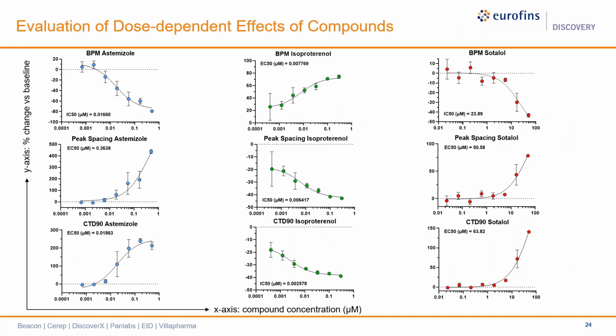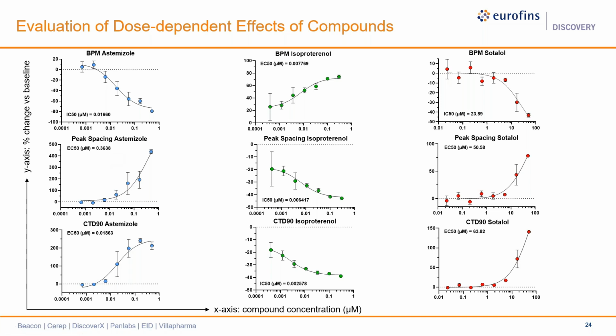And because the Flipper calcium assay can be performed in the 384-well format, we can treat the cardiomyocytes with a large number of different concentrations of the same drug in the same assay. And so what we have done here is that we treated the cells with astemizole, isoproterenol, and sotalol at increasing concentrations, and we calculated the percentage change for beats per minute, peak spacing, and CTD90 compared to baseline.